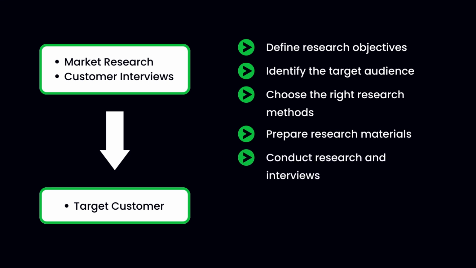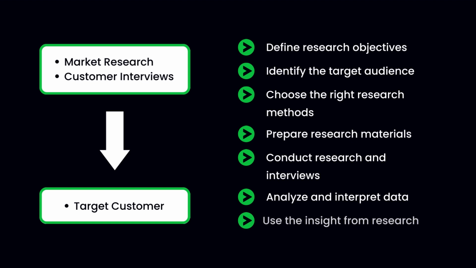Conduct research and interviews. Collect data through the chosen methods, such as surveys or interviews, and take notes or record conversations for analysis. Analyze and interpret the data you have collected, looking for patterns and themes that can inform your product strategy. Use the insights and findings from your research and interviews to inform your product strategy, including defining user personas, setting product goals, and developing features that meet customer needs.